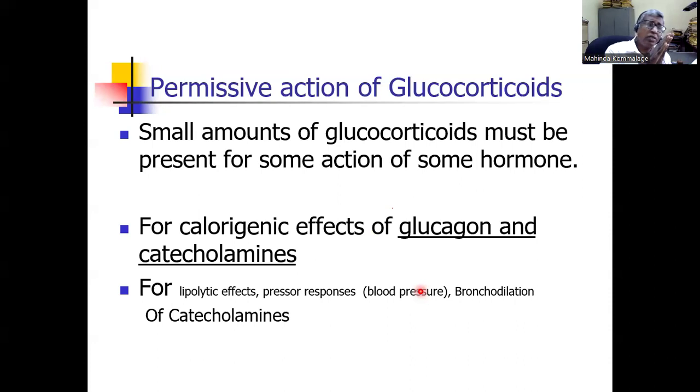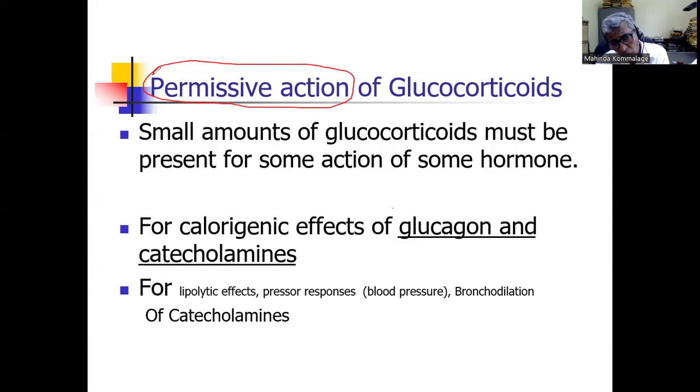In addition to this main action on carbohydrate, that means glucose production, protein breakdown and fatty acid, glucocorticoid has some other minor action that we call permissive action. This word is important: permissive action. It's not a major work. And what is this permissive action?